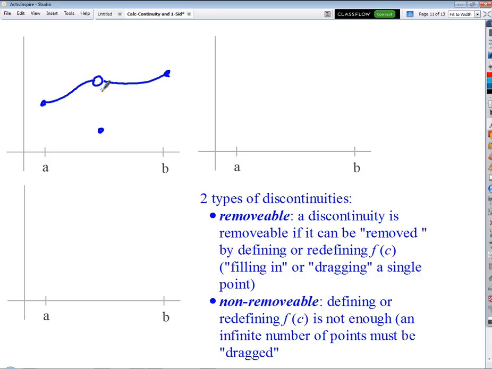Non-removable are major discontinuities, where we're going to have to move an infinite number of points to repair the function. Major overhaul, right? So what's an example of that? Yeah, a break in the function, something like this. In order to repair that discontinuity, I need an entirely new function, right? I mean, if I want to drag these two ends together, that's changing the whole function. Okay. What's another example?